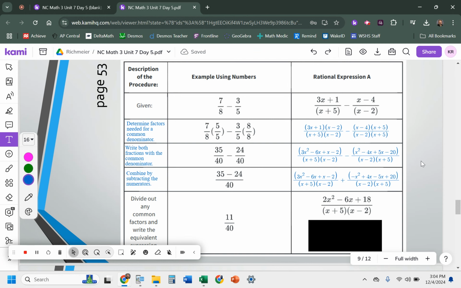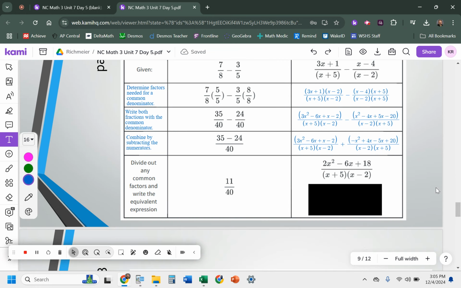However, instead of subtracting, what I would like you to do is take this negative sign, similar to what we did with long division, and use the distributive property to distribute it through to each term in the numerator of the second term. Effectively, that's going to change all the signs of the numerator in your second term. You're going to switch it from subtraction to addition. And now you'll be able to add your like terms. You don't have to worry about subtracting a negative and getting the signs correct. And then finally, divide out any common factors and write the equivalent expression.